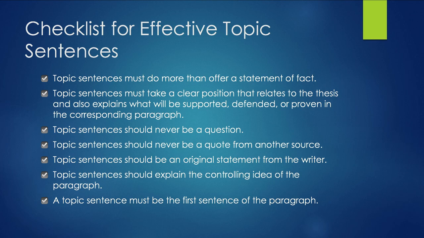Topic sentences should be an original statement from the writer. The topic sentence should always explain the controlling idea for the paragraph, and it always needs to be the first sentence of the paragraph so that the reader, your audience, understands what that paragraph will discuss. If you follow all of these steps, you'll have a better chance at writing an effective topic sentence. Review this information, see if there's a quiz that's associated with it in your materials. If so, take that quiz, and good luck writing effective thesis statements and topic sentences in your future essays.